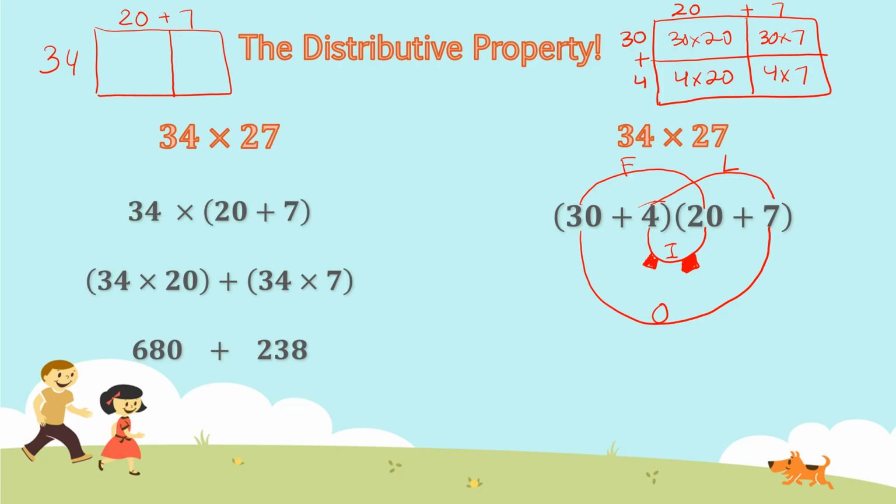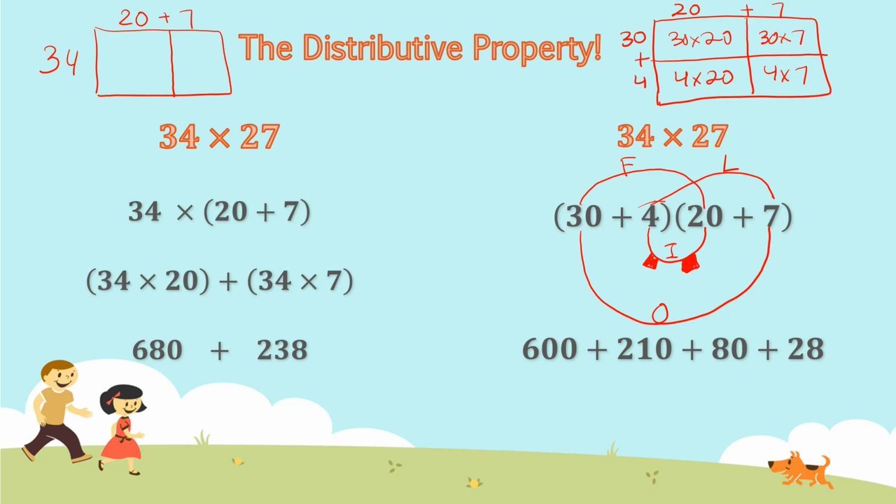What exactly does that mean? You got to distribute it and get 30 multiplied by 20, and that gives us 600. 30 times 7, that's the outer, that gives you 210. The inner is 4 times 20, and that will give you 80, and then 4 times 7, that gives you 28.